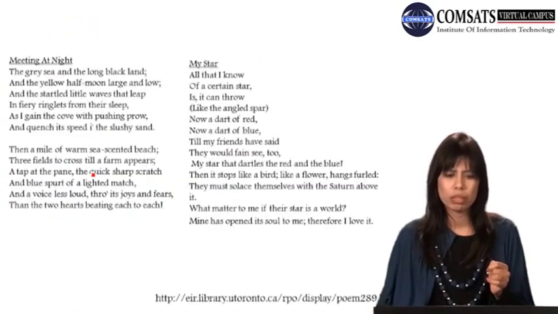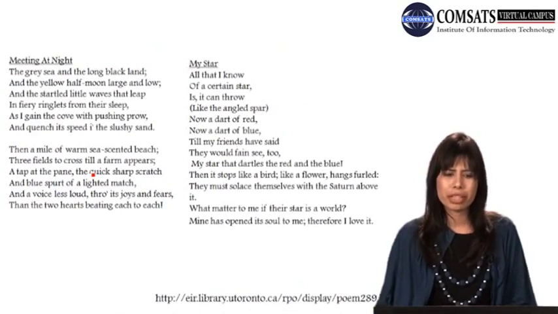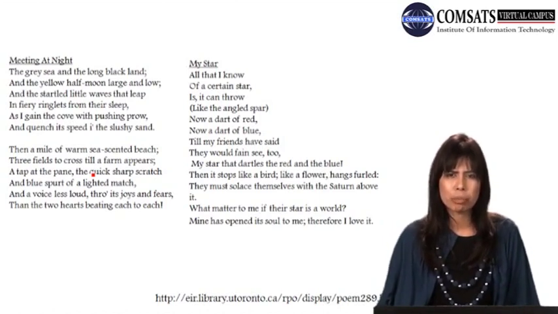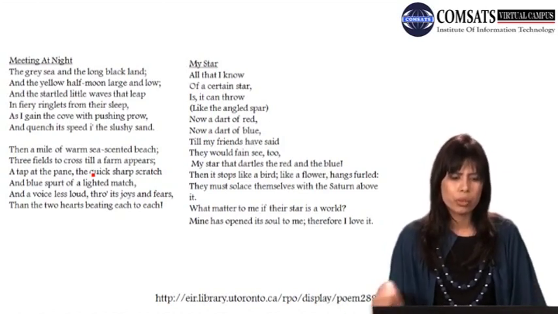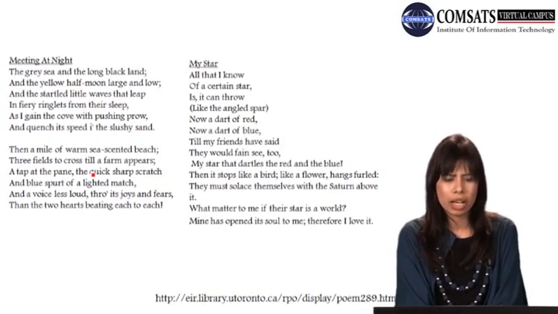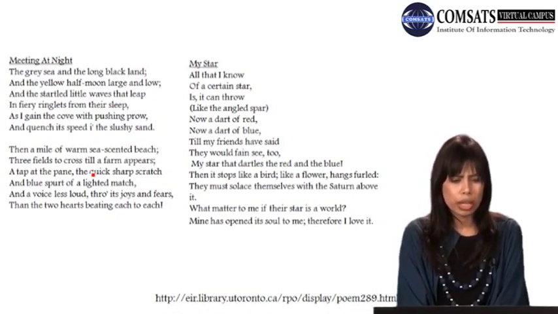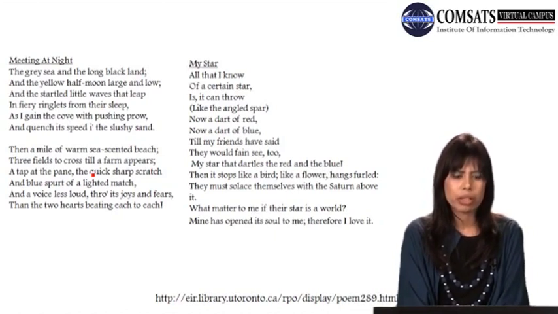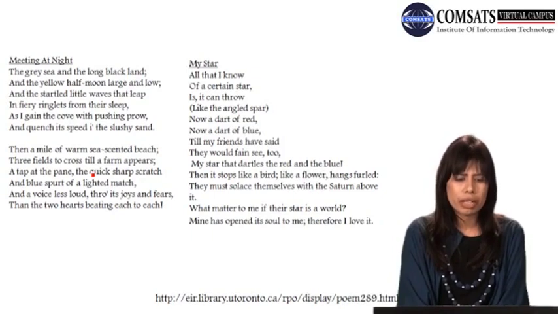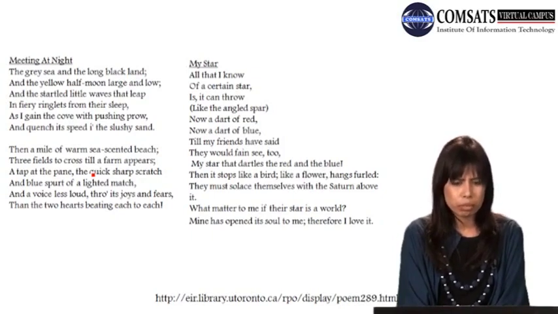All right, another poem, this is a very beautiful poem, again a description of the natural elements, and the elements of love, peace and affection are also there. So you could see in Meeting at Night: the grey sea and the long black land, and the yellow half moon large and low, and the startled little waves that leap in fiery ringlets from their sleep.